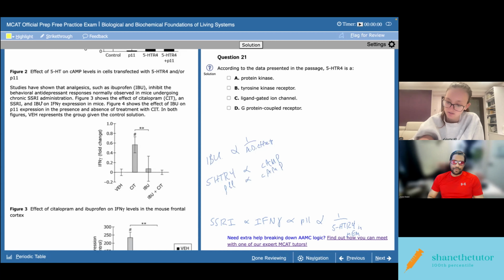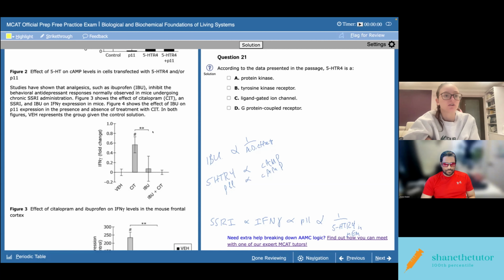So yeah, what I see so far is that it inhibits that antidepressant effect on mice that have been on SSRIs. And then I think afterwards they'll tell us more about the relationship with IFN and stuff like that. Inhibit the behavioral response observed in mice undergoing chronic SSRI administration.